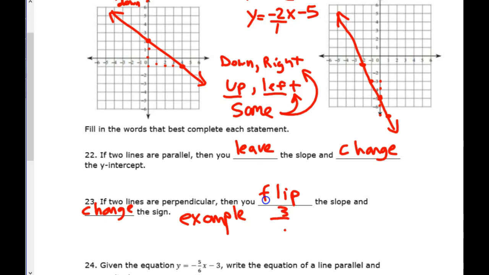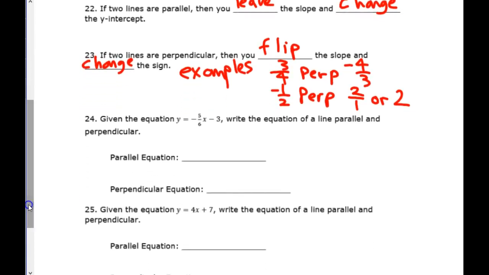Let's say I have 3 over 4. Perpendicular examples. Okay, perpendicular, positive becomes negative. Flip it over, 4 over 3. Alright, what if I had negative 1/2? Perpendicular is going to be negative turns to positive. 1 over 2 becomes 2 over 1, which is just 2. Okay, those are some examples right there. You have to know that.